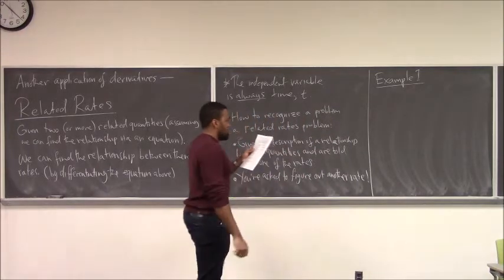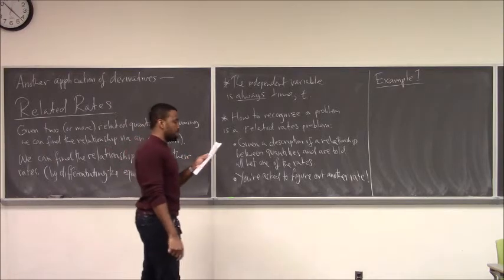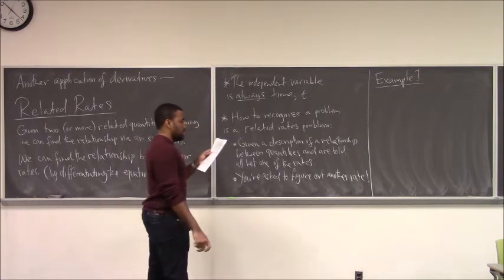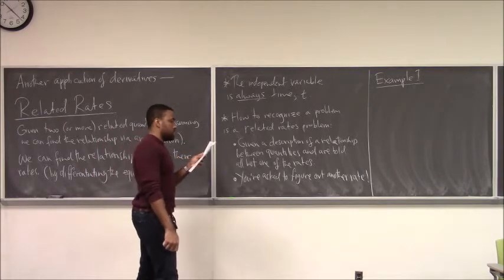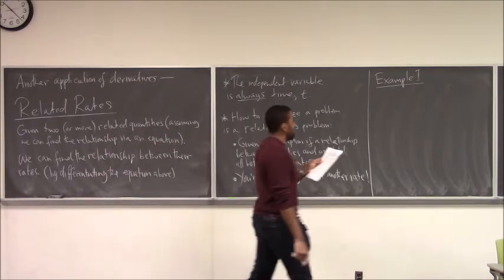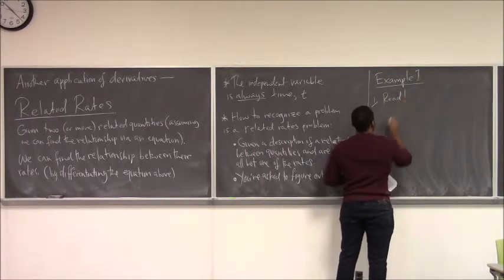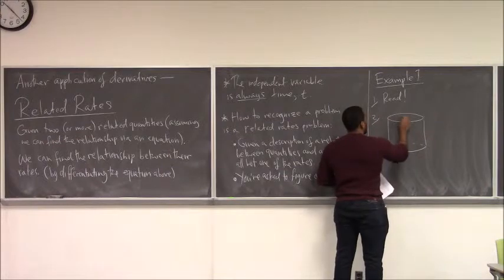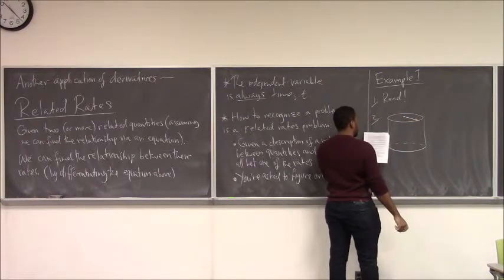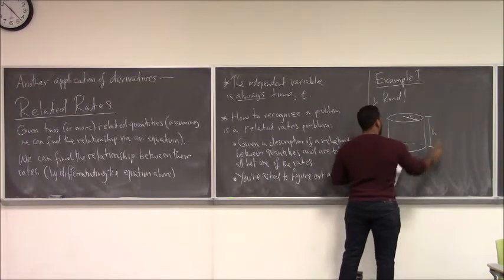A right circular cylinder undergoes expansion. The radius is increasing at 1 meter per second. The height is increasing at 2 meters per second. How fast is the volume changing when the radius is 1 and the height is 3? So step 1 here, read the problem carefully. Step 2 here, set up a diagram. This is a right circular cylinder. It tells me the radius is changing, therefore I will call that r. It tells me the height is changing, I will call that h.